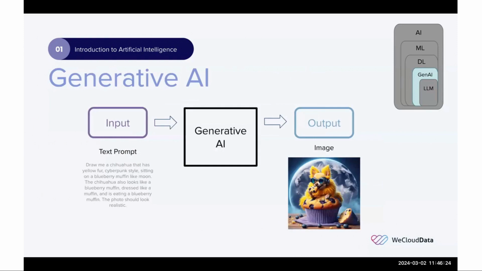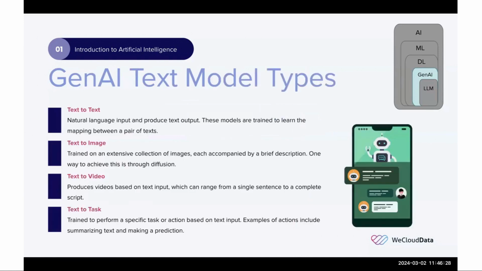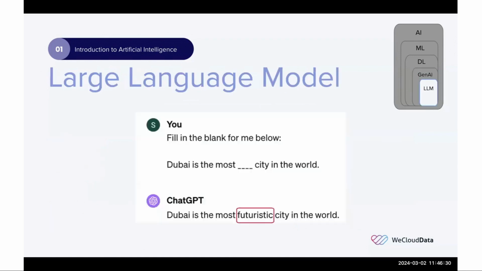Generative AI again requires input and output, and the input and output can be different things. Now let's move on to large language modeling. It's part of generative AI because it's generating text.